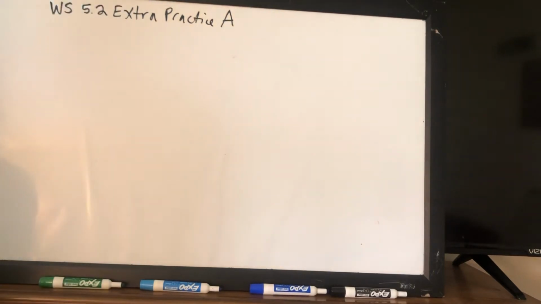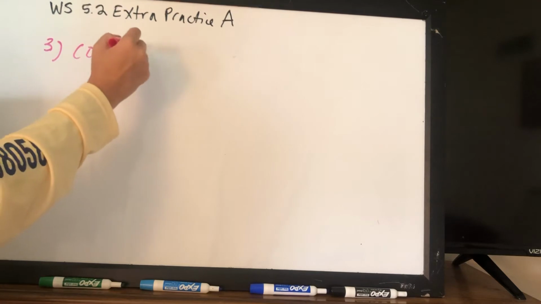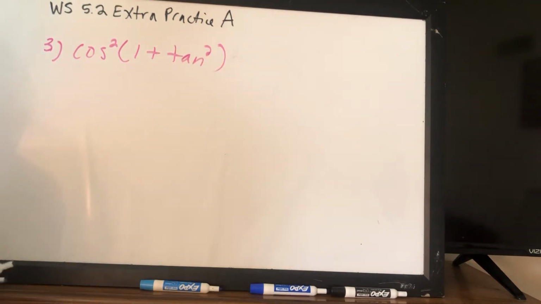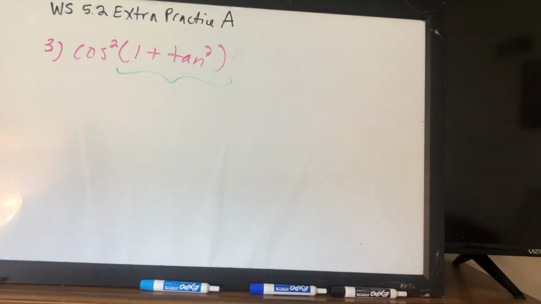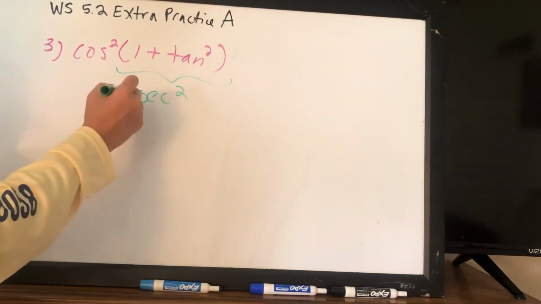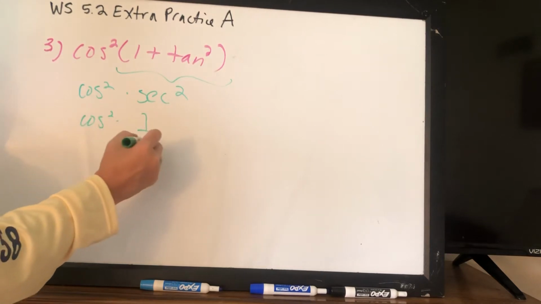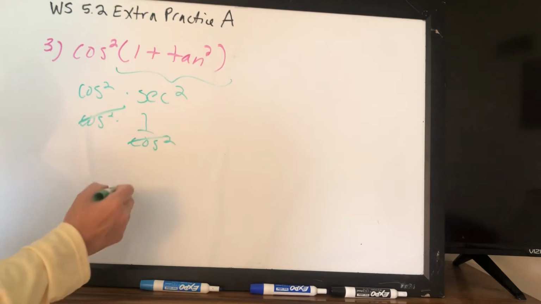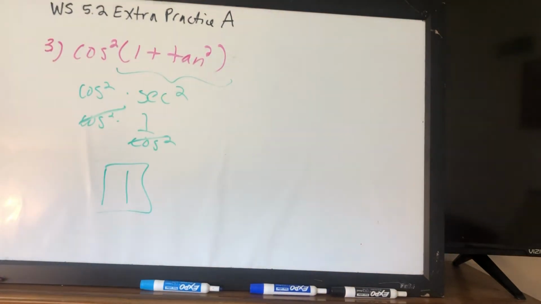Number 3, cosine squared times 1 plus tangent squared. Again, we've got a Pythagorean identity. Always look for these, guys. Make your life easier if you see those. 1 plus tangent squared is secant squared. Secant squared is the same as 1 over cosine squared. And then these cancel out. Please don't put 0. It should be 1. Okay?